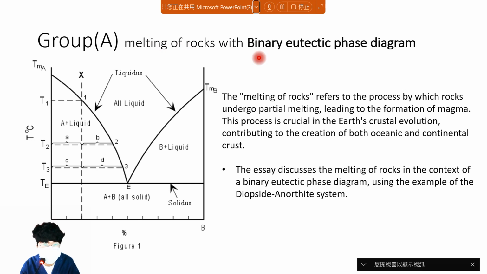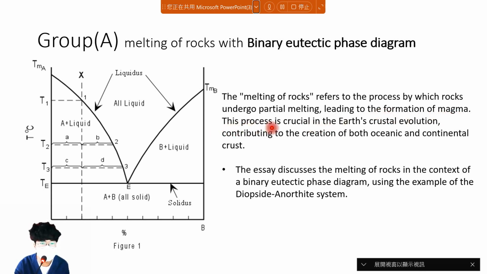The melting of rocks with the binary eutectic phase diagram. The melting of rocks is different from the normal chemical composition in our everyday life. Melting rocks refers to a process by which rocks undergo partial melting, leading to the formation of magma.